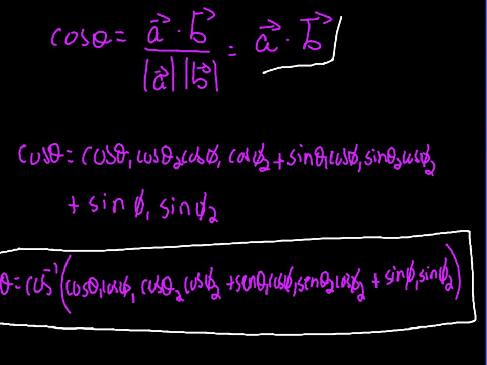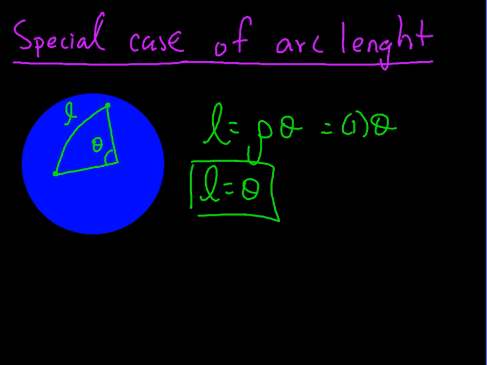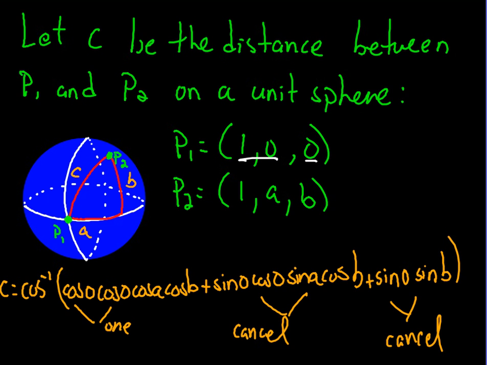Now that I have my angle between them, I can find the arc length. Since I'm considering a unit sphere and rho is equal to 1, and the arc length is equal to the radius times the angle, we have the special case that the length L is equal to the angle theta. So, that being said, let's take it out for a spin.